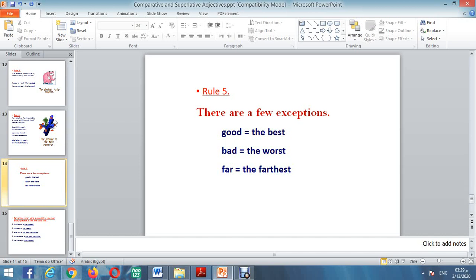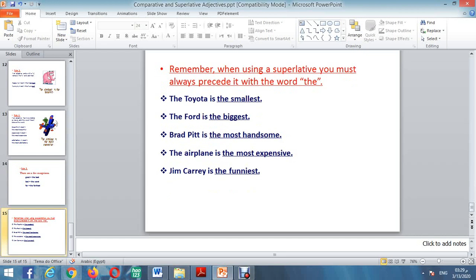Understood? Yes. Also remember, when using superlative, you must always precede it with the word the. Most plus long adjective, or the plus short adjective plus est. Like the smallest, the biggest, the most handsome, the most expensive. Here most, because handsome and expensive are long adjectives. Here a short adjective, funny, so it will be the funniest. Excellent guys. Now we have explained superlative and comparative.